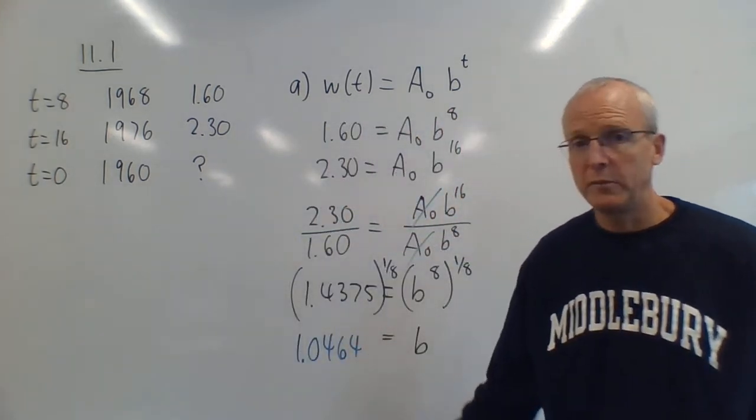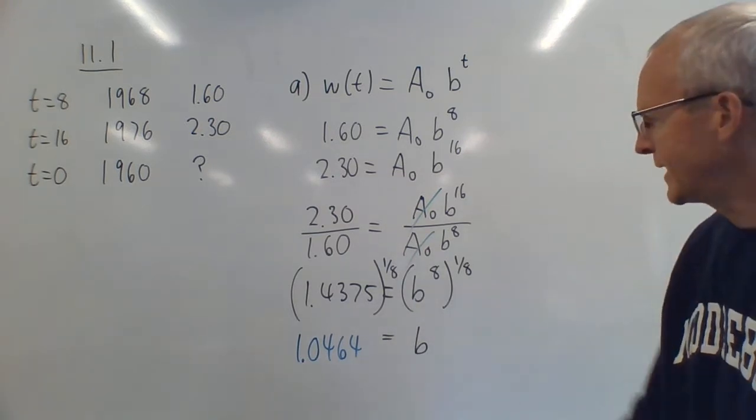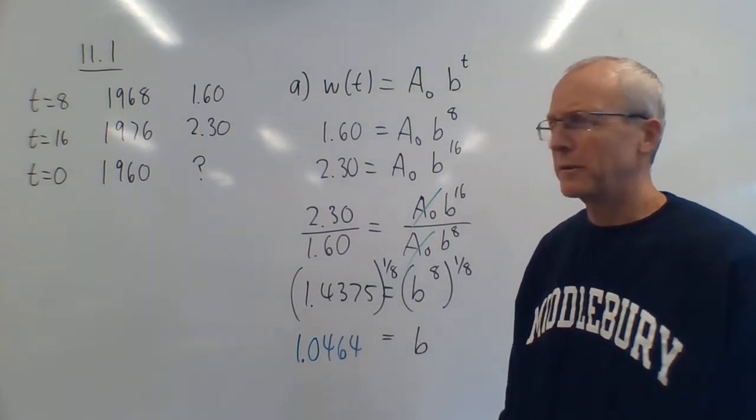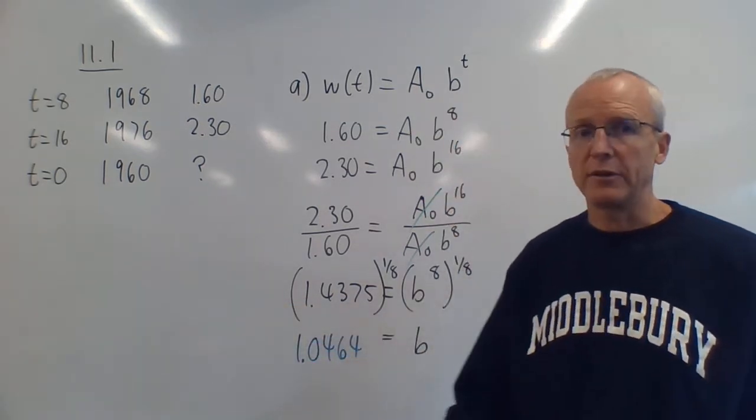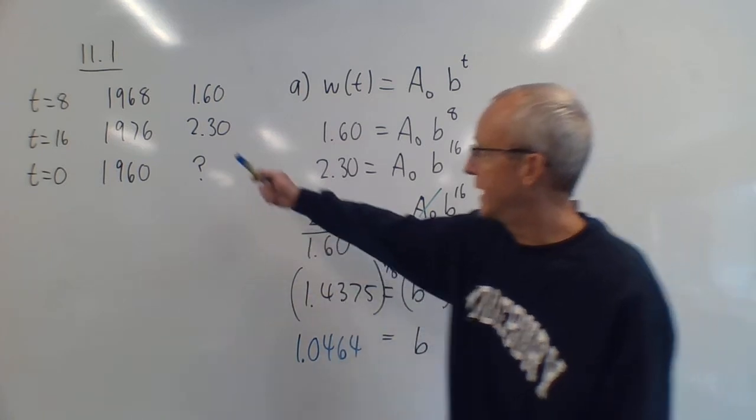It's bigger than 1. You better get bigger than 1. And it's not a very big number, so it's not growing really fast. It's not doubling. If base was 2, it would double every year. It's not doubling every year, right? It's just got a little bit.